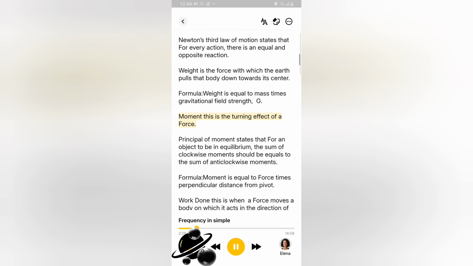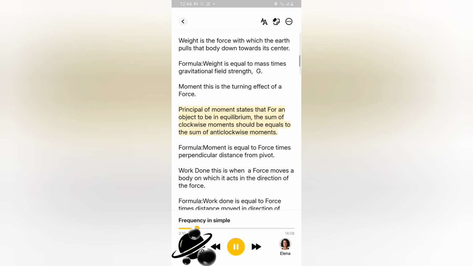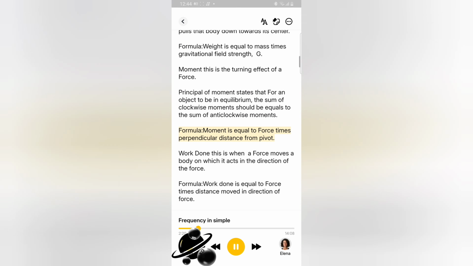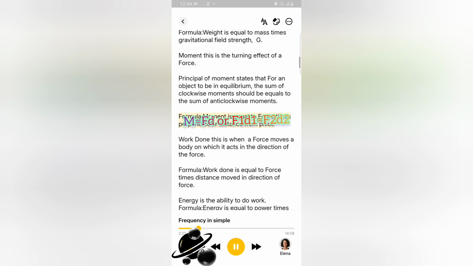Moment: this is the turning effect of a force. Principle of moments states that for an object to be in equilibrium, the sum of clockwise moments should be equal to the sum of anti-clockwise moments. Formula: moment is equal to force times perpendicular distance from pivot.